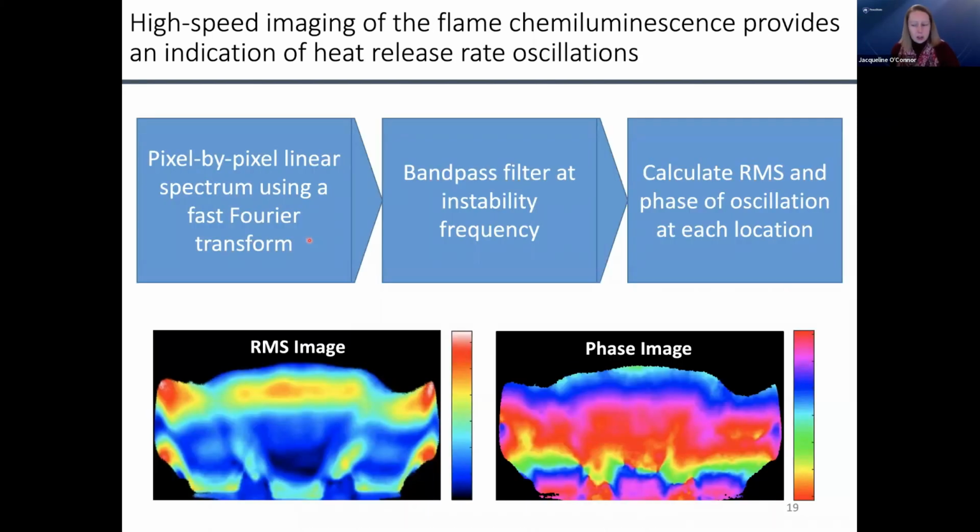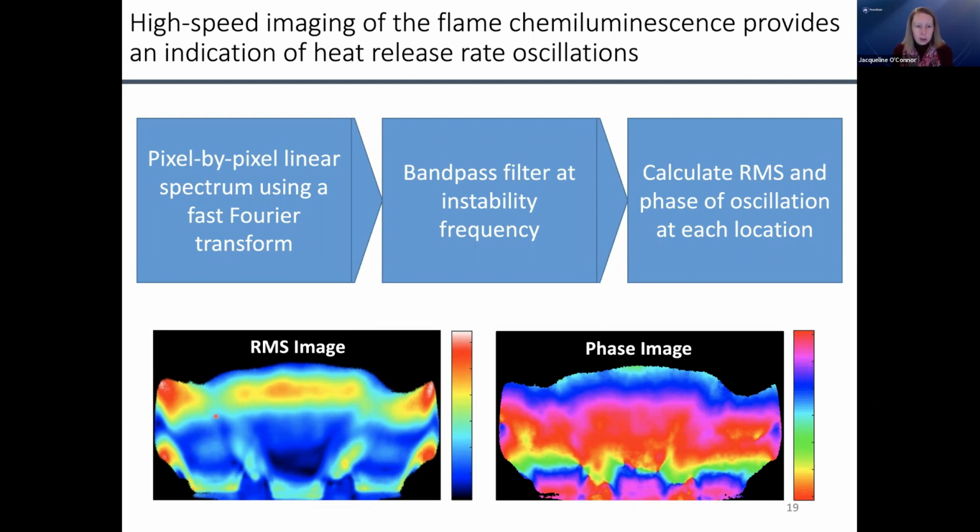Okay, so then we used 2 different diagnostics to understand what was going on here. So the first one is high-speed chemiluminescence. So we have a high-speed camera with an intensifier on front. We're looking at CH star, so we're filtering at 430 nanometers. And we take high-speed video. So you saw that high-speed video earlier.